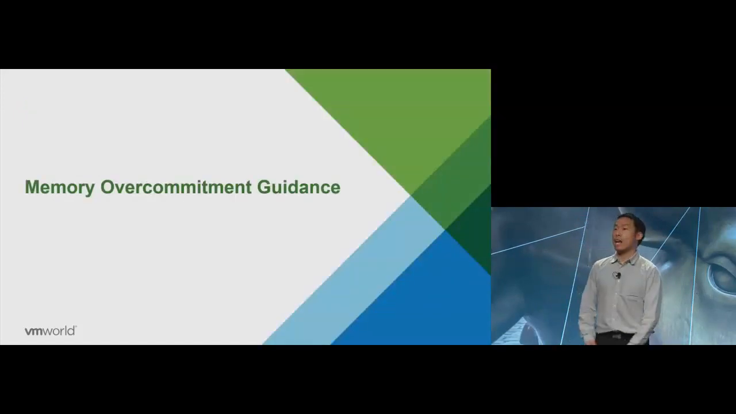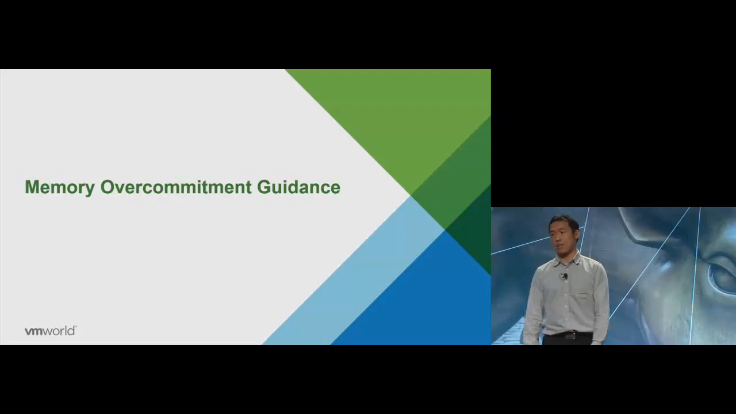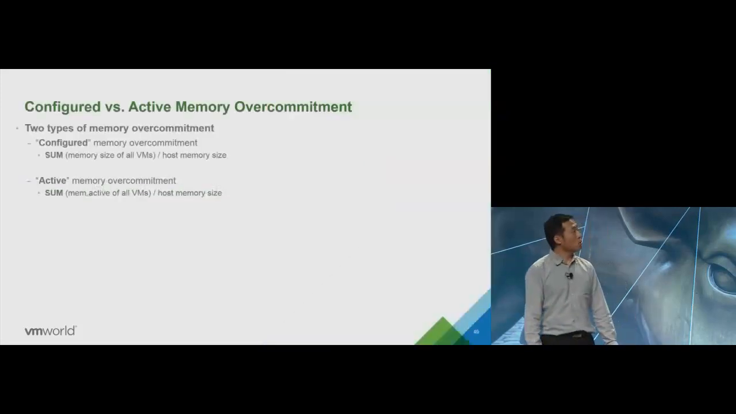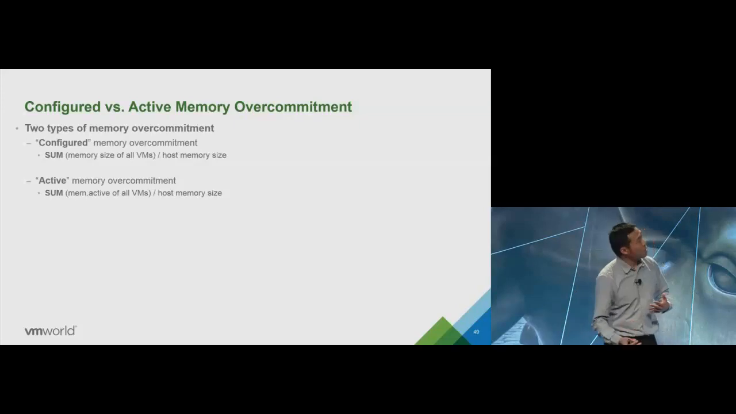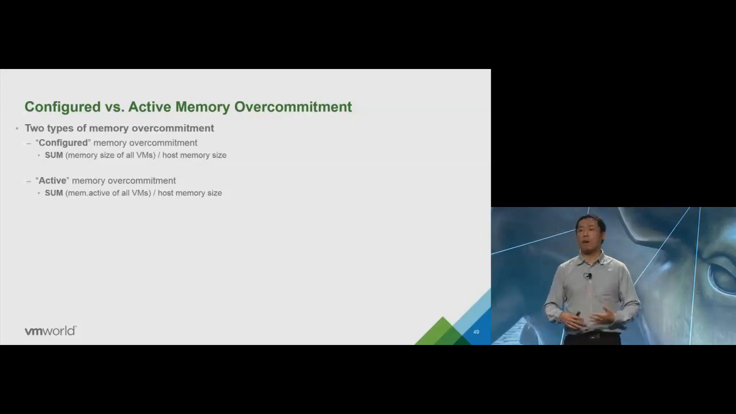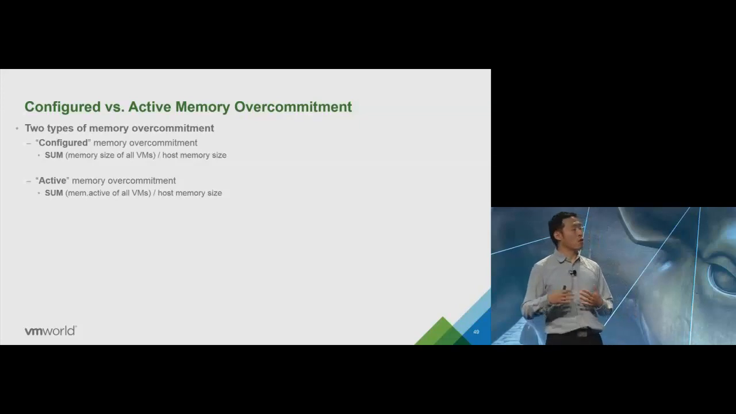All right, finally, I'd like to give some guidance about how to safely overcommit memory on an ESXi host. Before answering how to safely overcommit, I'd like to refresh some concepts about configured memory overcommitment and active memory overcommitment. By definition, the configured memory overcommitment is the sum of the configured VM memory sizes divided by the host memory size. And active memory overcommitment is the sum of the active memory of all the VMs divided by the host memory size.